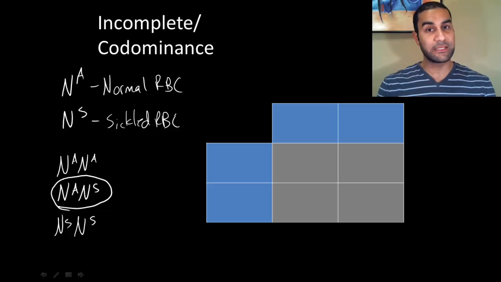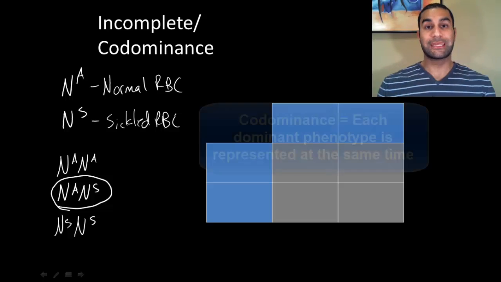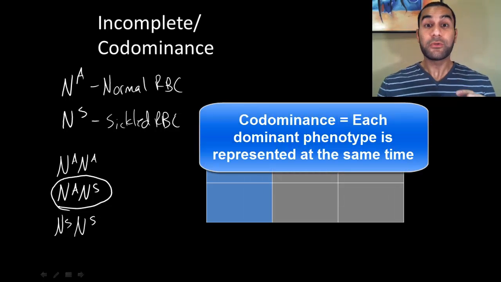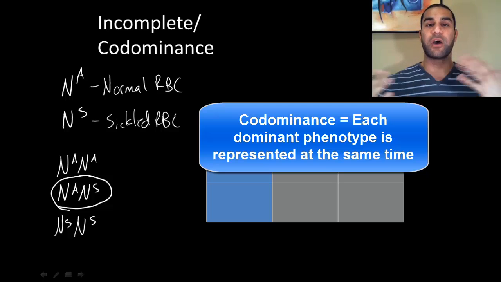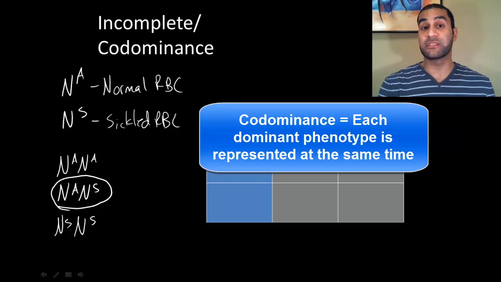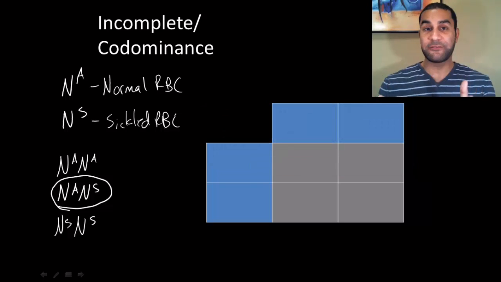So instead of a mixing, each individual trait is represented, but both of the dominant alleles are represented at the same time. So this means of the 100% of your red blood cells, someone who's this middle characteristic of 1 dominant N^A and 1 dominant N^S will have about half of their red blood cells be normal and about half of their red blood cells be sickle shaped. So the half that are normal are just like anyone else's, and there's absolutely no difference between them. But the other half are completely sickle shaped. So this is a good representation of codominance.